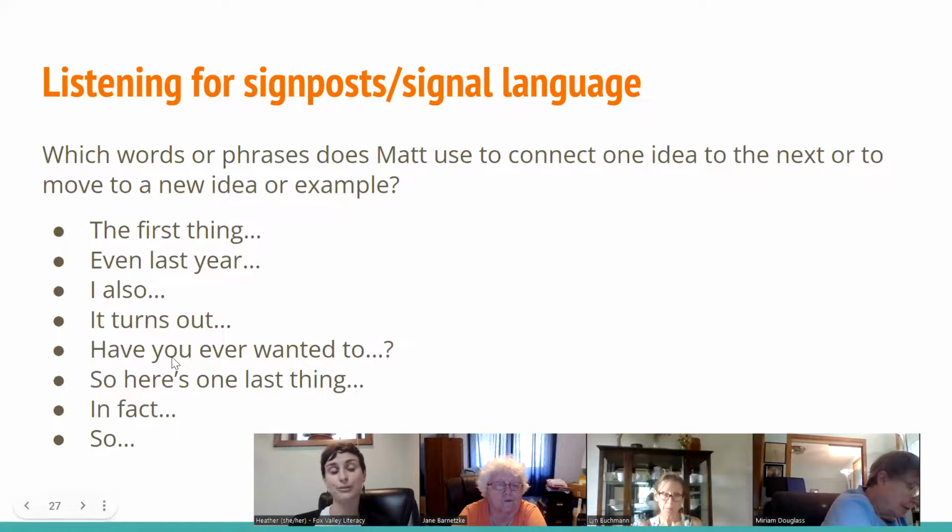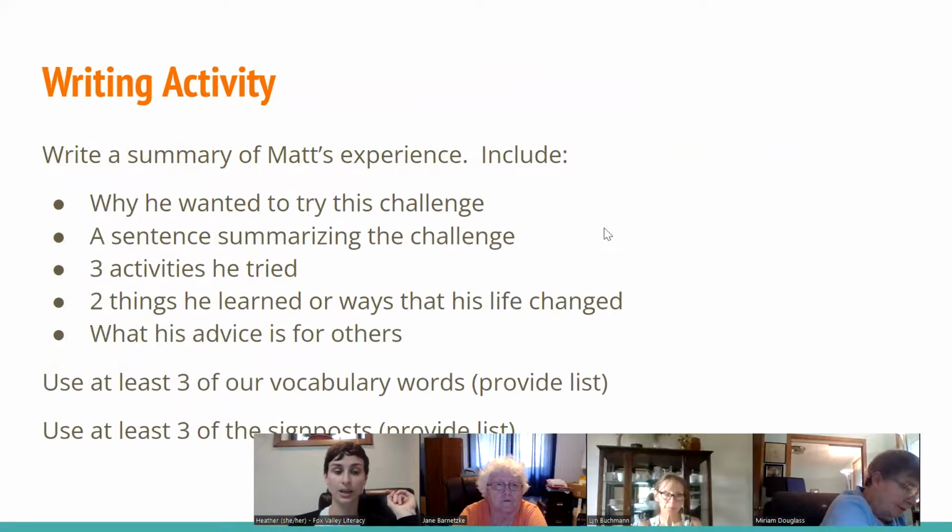I like to give a list for signpost or signal language unless I'm working with a very, very advanced student. And then they're just listening for that and checking it once they hear it. And then you can end with a writing or a speaking activity that pulls it all together and gives your student an opportunity to use what they listened and learned in their own words.